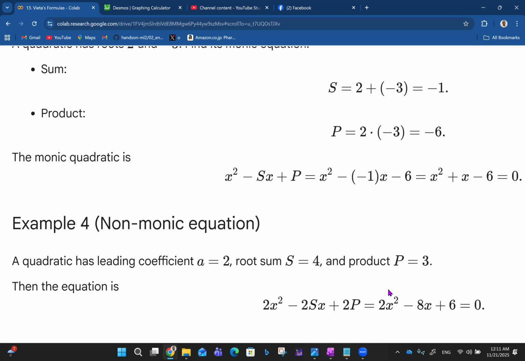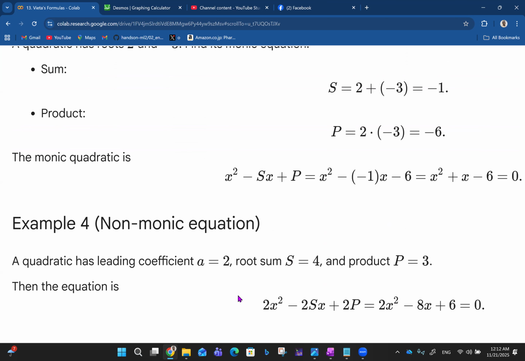Then we have, for non-monic equations, a quadratic with leading coefficient a. If the sum of the roots is s = 4 and the product p is 3, then the equation is 2x squared minus 2sx plus 2p, that will be 2x squared minus 8x plus 6 equals 0.